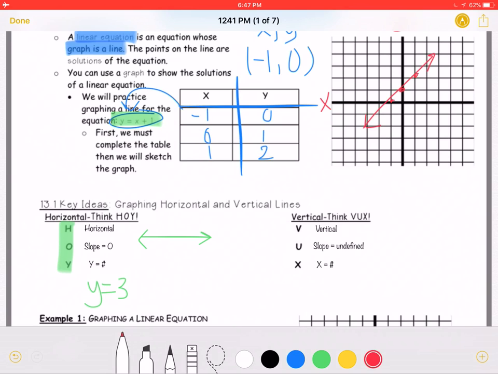Now, what about vertical? Vertical, we're thinking of the acronym VUX. V means vertical. U means the slope is undefined, right? We can't define that slope. It's not increasing, nor is it decreasing. And then this time, our equation will look something like x equals a number, like x equals 3. See how we're missing the variable y? If you see something in x equals and it asks you to graph it like that, you should automatically think VUX, and you are going to know that it's going to be a vertical line.